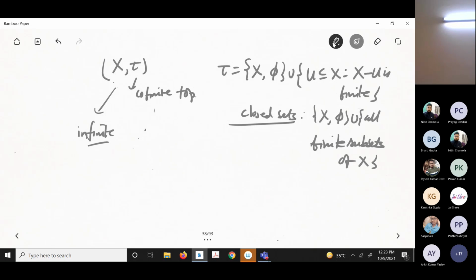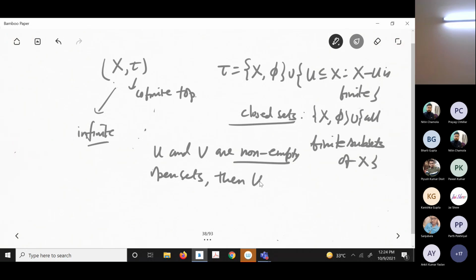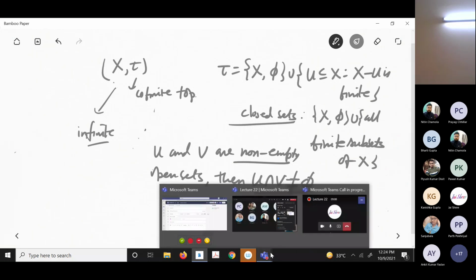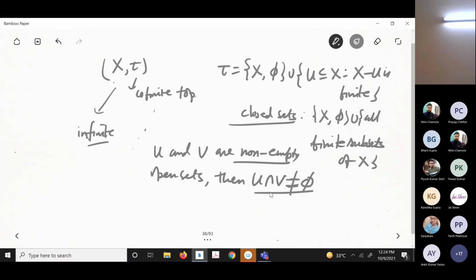But if it is infinite, I am saying, in fact I can prove more, that if U and V are non-empty open sets in this case, then U and V must intersect. If you can't get two non-empty open sets which are disjoint, then how can it be Hausdorff? So you can prove it. Look at how. Look, X minus U intersection V, by De Morgan's law, we'll have X minus U union X minus V.